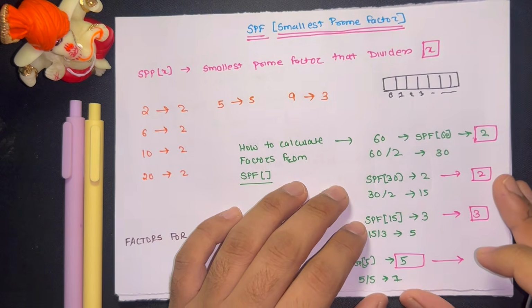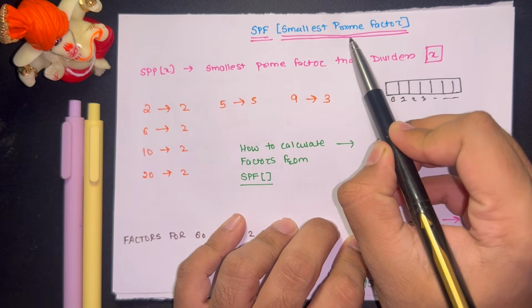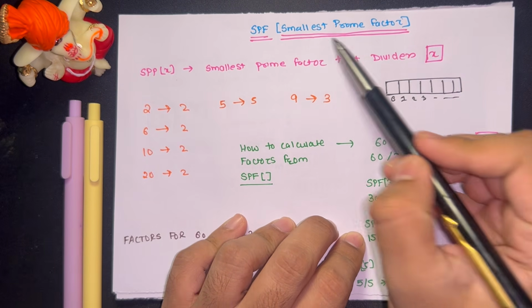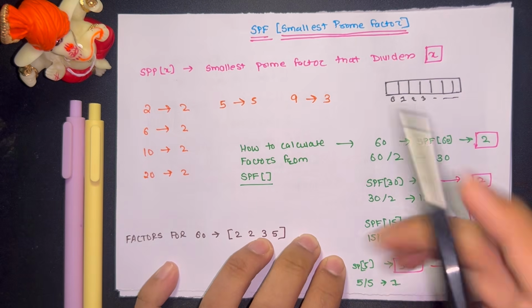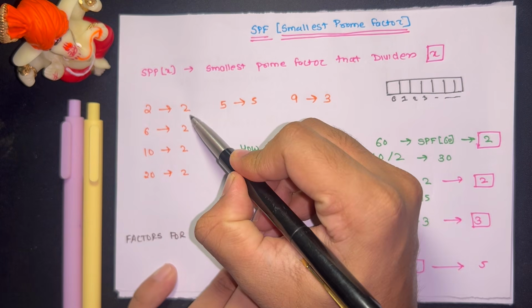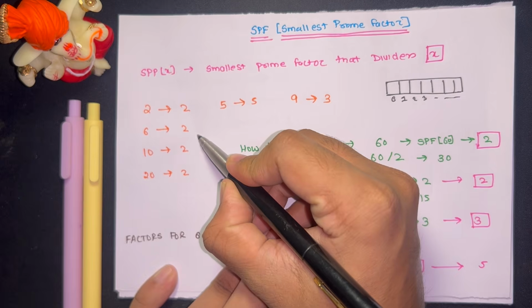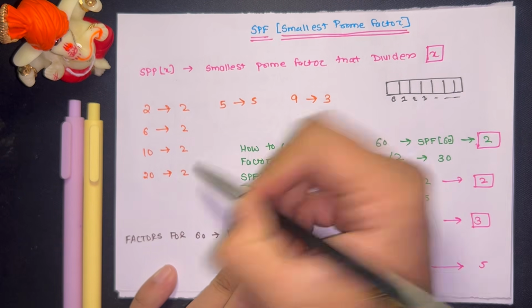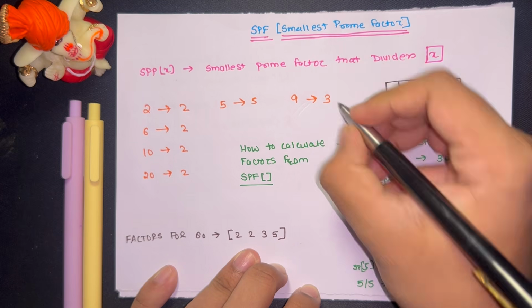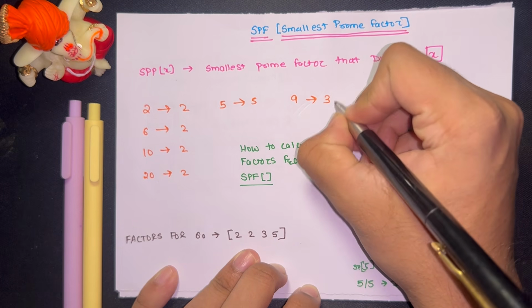Okay, let's go through the concept of SPF, smallest prime factor. So what SPF represents is the smallest prime factor that divides x. For example, for 2 it will be 2 only. For 6 it will be 2 because 2 is the first number that can divide 6. For 20 it will be 2. Similarly, if we see 9, 3 is the first number that can divide 9.